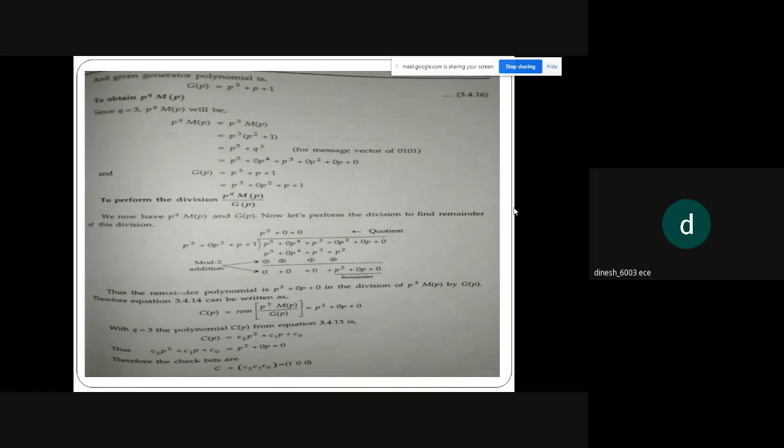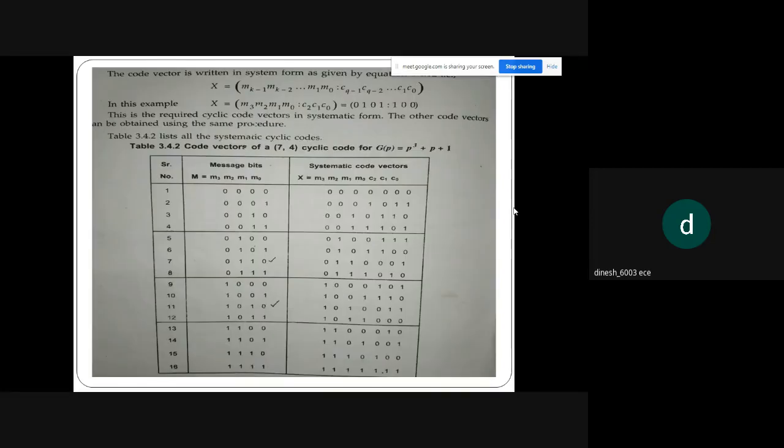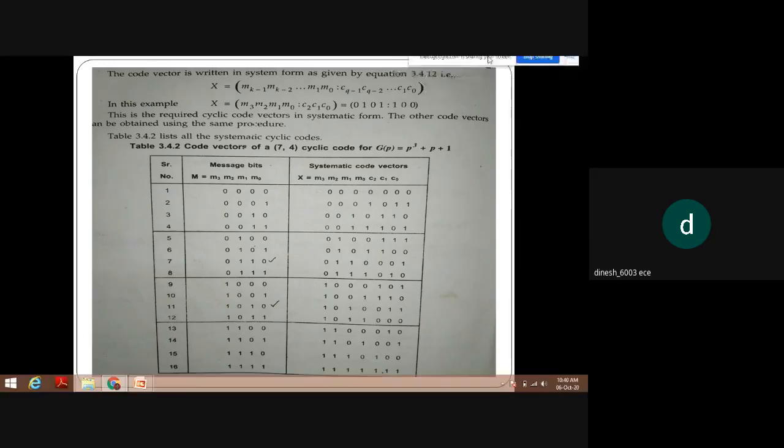I'll move on to the next slide. Take a screenshot of this, because for all these different combinations, you need to solve and check whether you're getting this. Then I'll tell you how to compare systematic and non-systematic codes.